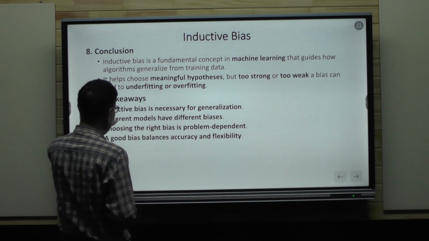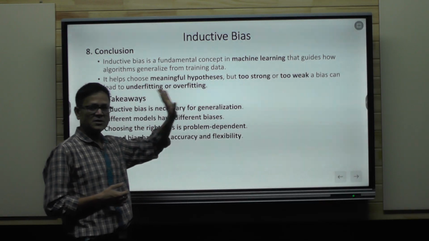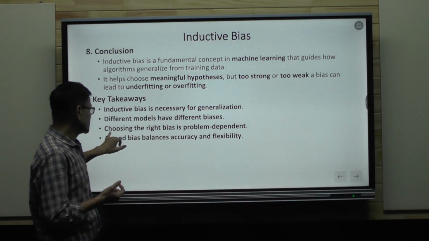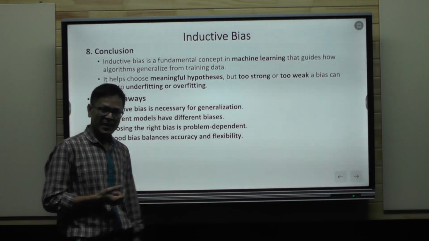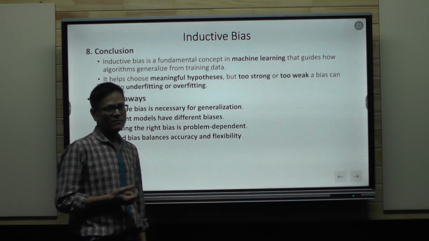So the key takeaway lessons are: inductive bias is necessary for generalization. Different models have different biases. Choosing the right bias is problem dependent, and a good bias balances accuracy and flexibility.